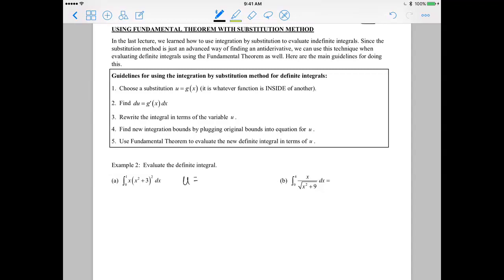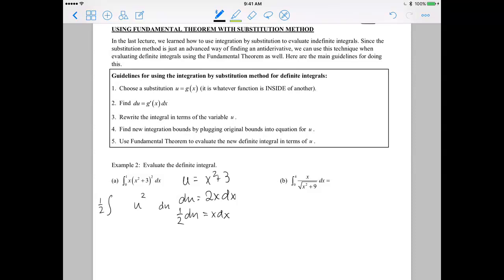And so I'm going to choose that as my u, and so u is going to equal x squared plus 3. That means that my du is going to be 2x dx, and I see x dx in the problem. So I'm going to divide by 2 in order to get the x dx by itself. Okay, so if I start putting back together this integral, I'm going to have 1/2 and then du at the end. The integral sign is going to stay an integral sign, and then I'm going to have u to the second power.